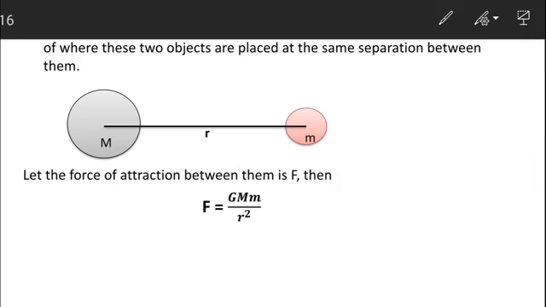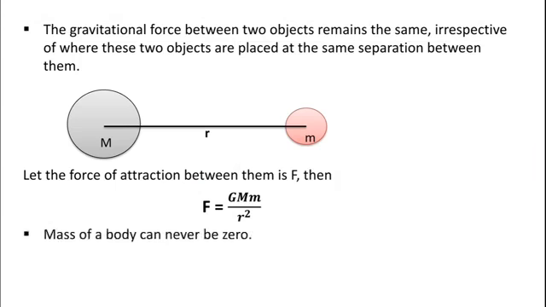But before that, let us understand that the mass of a body can never be zero. Why? Because you know mass is the measure of the quantity of matter contained within a body. And everything in this universe consists of some matter. So if everything has some matter, then we can say that the mass of a body can never be zero. The next point regarding mass: the mass of an object is a measure of its inertia.